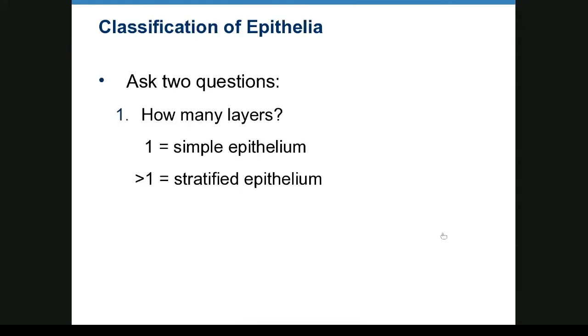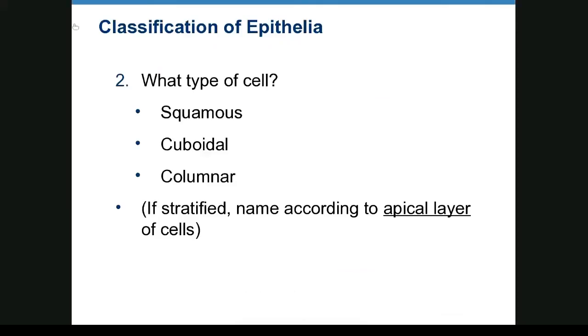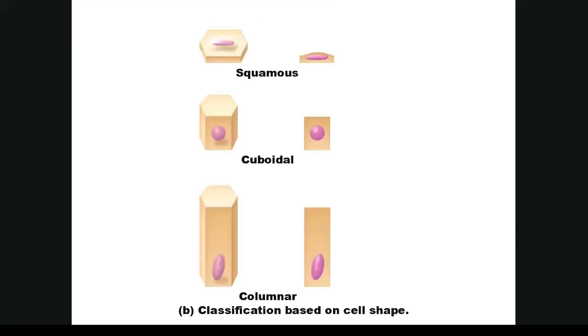Now, to classify, is it a single layer or is it stratified, more than one layer? This is one layer, so simple; stratified here. Now, types of epithelium: we have squamous, cuboidal, and columnar, and they're named according to the apical layer of the cells. As you look at this, it's one of those things in anatomy that actually makes sense. Squamous epithelium is somewhat squashed in shape. Cuboidal epithelium is cube shape, and columnar epithelium is in the form of columns.